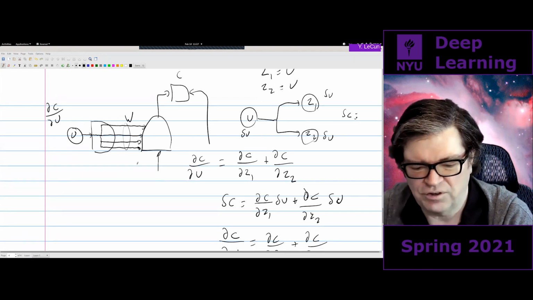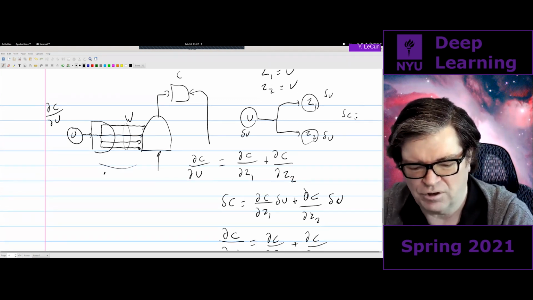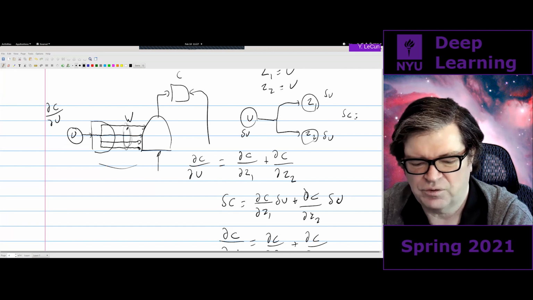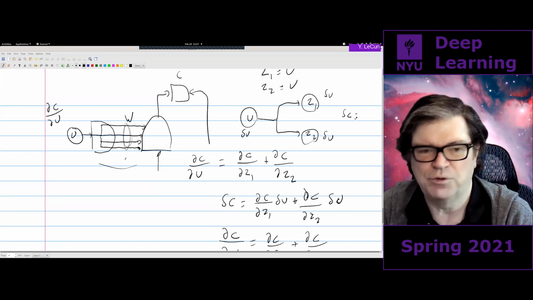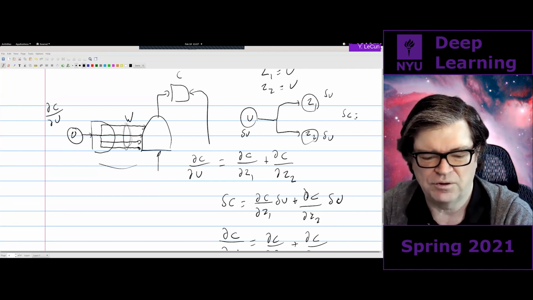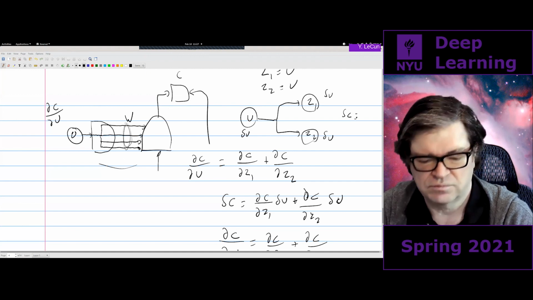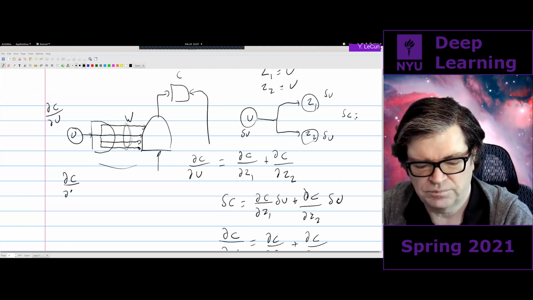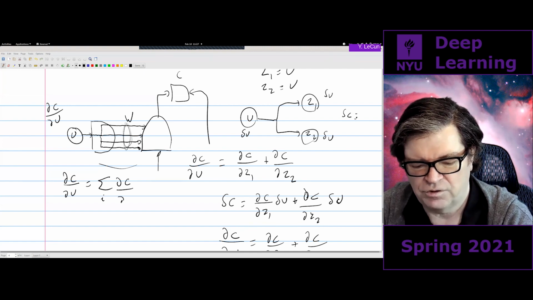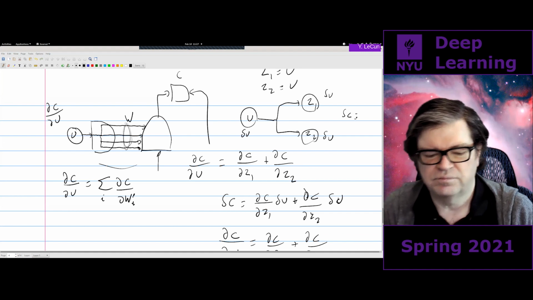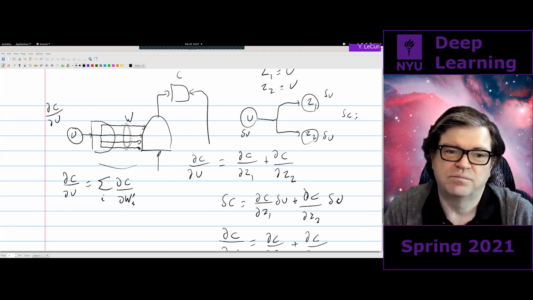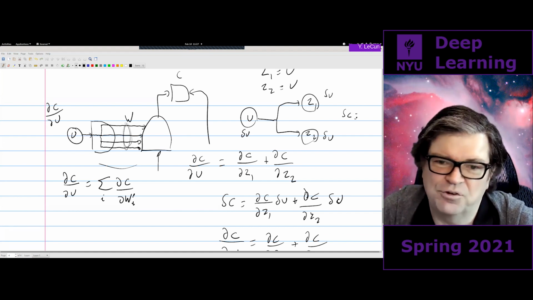Okay, so in this little example here, if I get a vector of gradient of the cost with respect to W, I just sum them up and I get the gradient with respect to U. Right? So dC over dU equals sum over i of dC over dWi. Very simple. But again, PyTorch is going to take care of that for you.